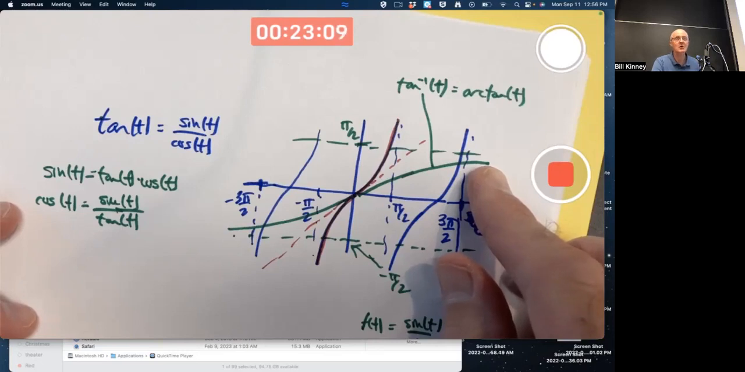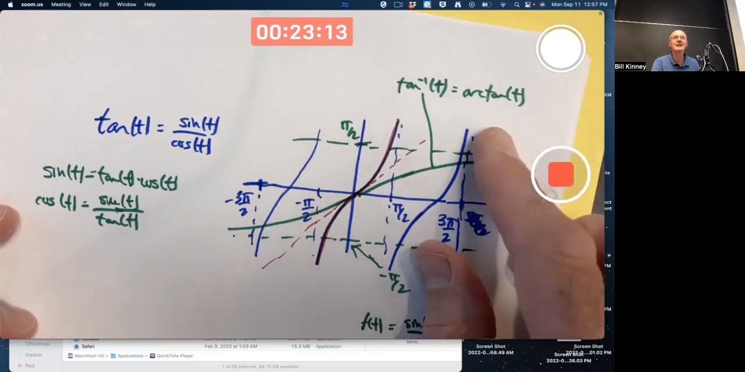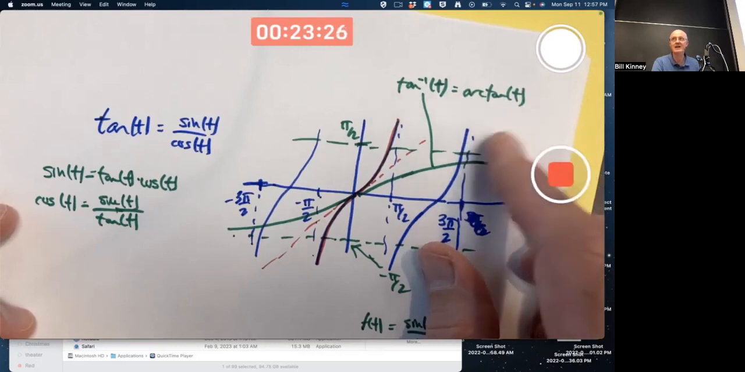And for calculus 2, arctangent turns out to be important for doing integrals. We may get to an example like that in our class when we talk about integrals, but it comes up a lot in calculus 2. You need the arctangent, inverse tangent function to help you do various kinds of important integrals.